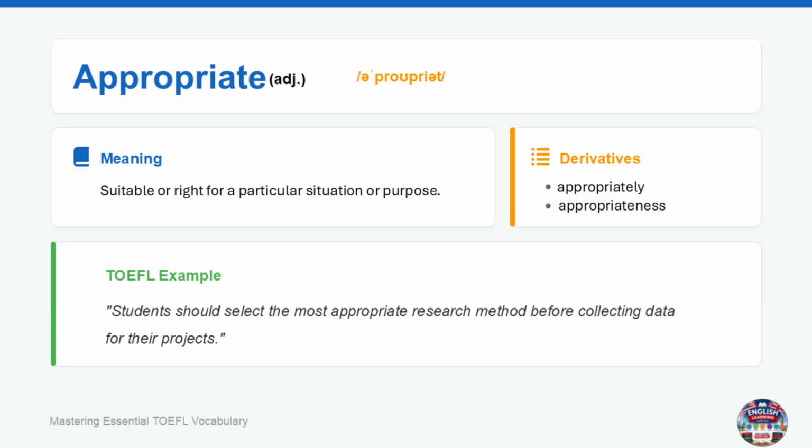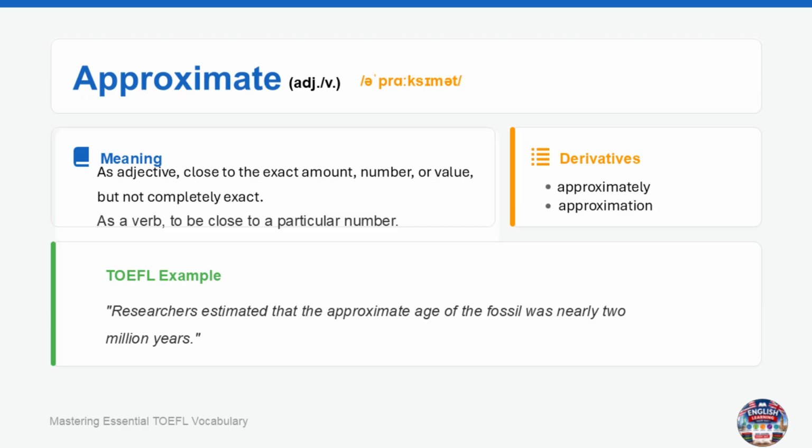Here's your TOEFL-style question. Why should students select the most appropriate research method first? Because choosing the right method helps them collect reliable and useful data. Now let's review the derivatives. Appropriately. Appropriateness. So, if we behave appropriately, we act in a way that suits the situation. Exactly. Our sixth word is approximate.